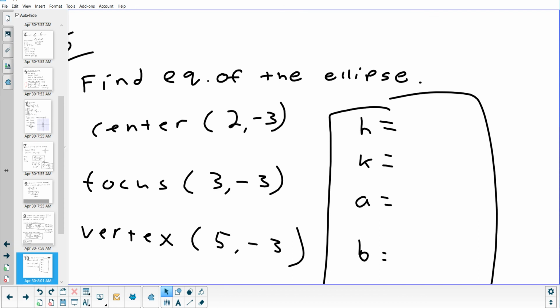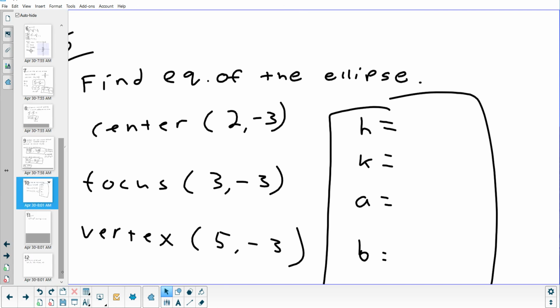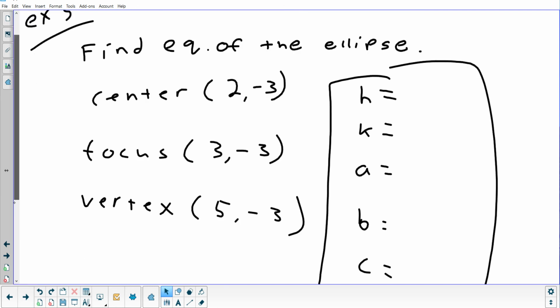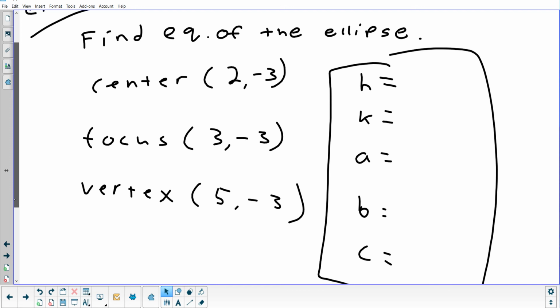All right. Just try an example. Doesn't matter what you do. Are you finding the equation? Are you trying to come up with the equation? You need to know A, B, C, H, K. Find those 5 values first.